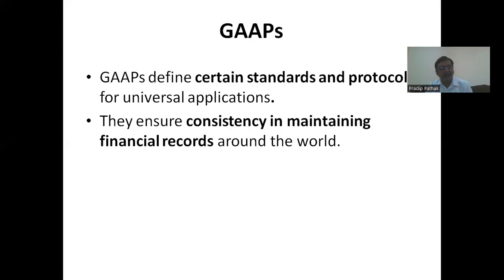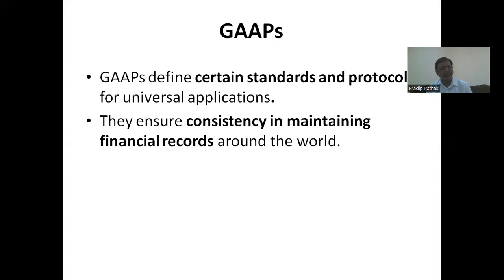Generally accepted accounting principles, as we call them, define certain standards and protocols for universal applicability. Otherwise, what will happen if in a different country a different principle is being applied? In our country some different principle is applied, or even within the country, in some states a different principle is applied, and in some other state another principle is applied. Then how are you going to have uniformity? It doesn't make any sense.